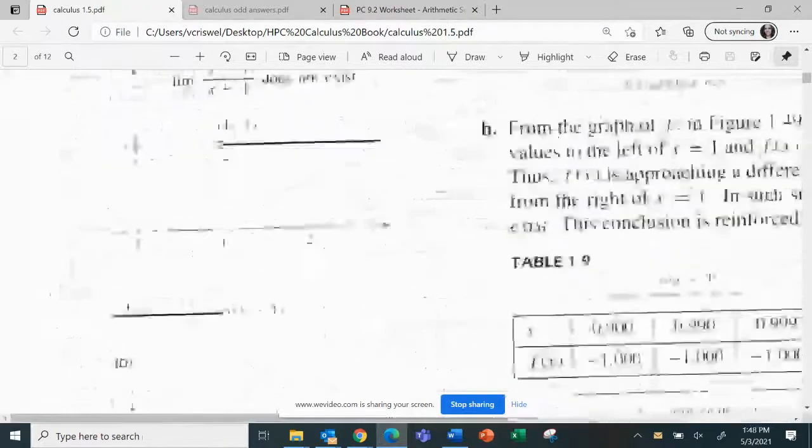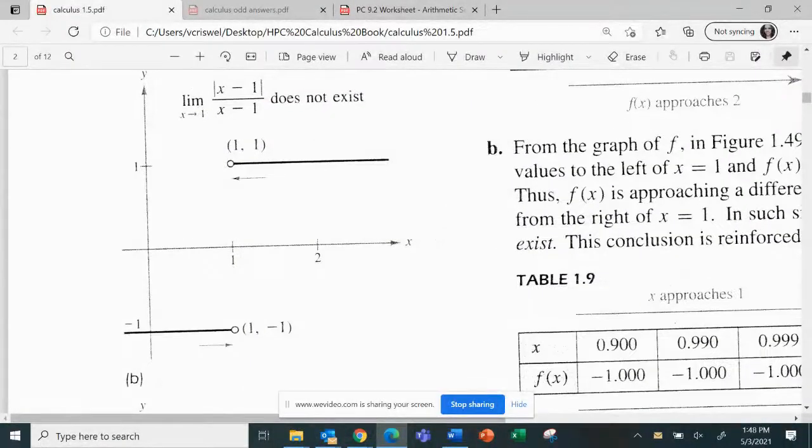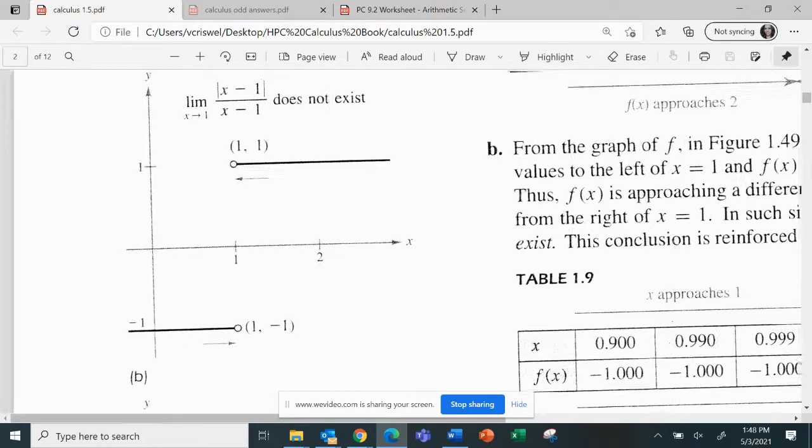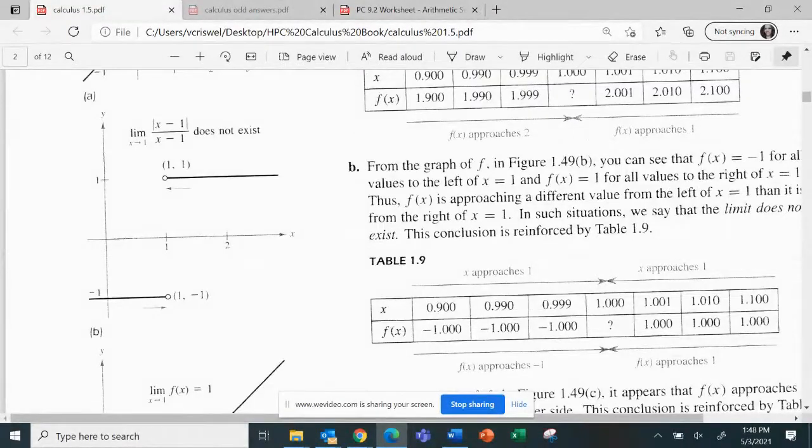On this question right here, if we go from the left and we are approaching 1 for the x's, y is approaching -1. We go from the right, we're approaching 1 on the x's, y is approaching +1. If they do not match, the limit does not exist. If from the left and the right, they don't meet at the same place, the limit does not exist. And you write does not exist. And you can see that in the table as well.